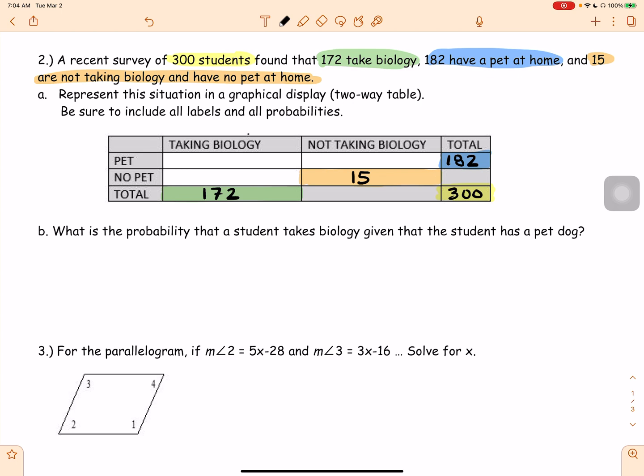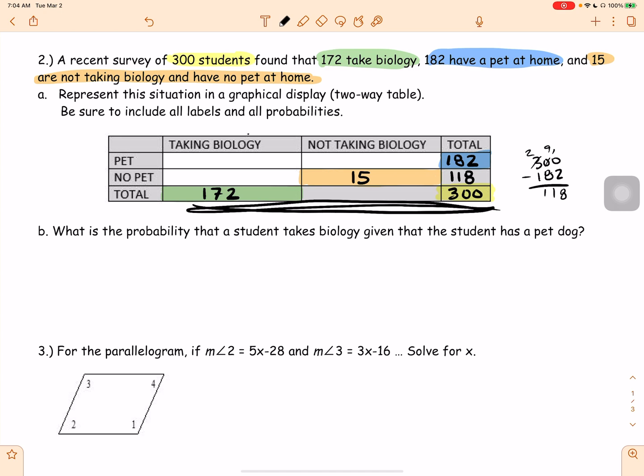Okay, so hopefully you paused and did it yourself. But here, if you do 300 minus 182, that's going to give you this number here of how many students do not have a pet total. Okay, so we know 182 do have a pet. So if we subtract this here, we're going to end up with 118 who do not have a pet. Okay, and then you can do the same thing here, right?